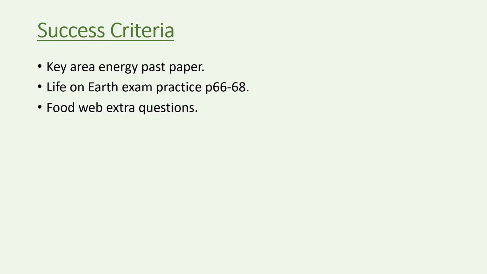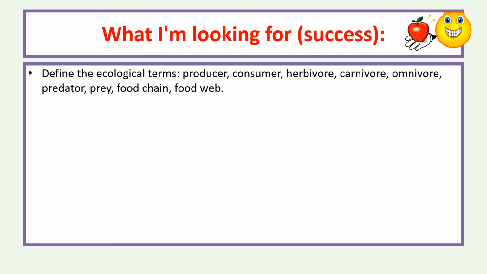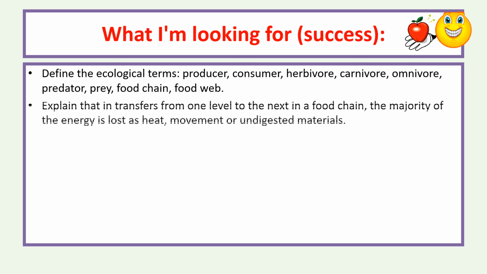You should now be able to do the key area energy past paper questions. You should also be able to do the Life on Earth exam practice questions on page 66 to 68 and the Food Web extra questions in the consumables. We have now come to the end of the lesson, so you should now be able to define ecological terms: producer, consumer, herbivore, carnivore, omnivore, predator, prey, food chain, and food web.